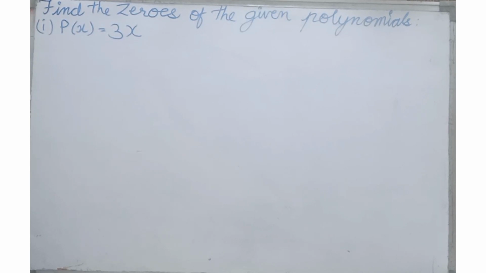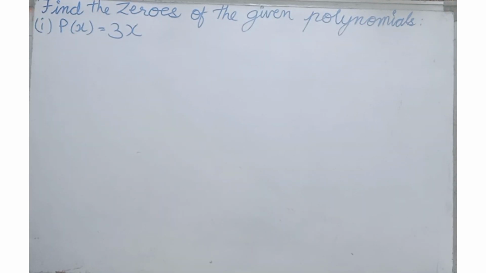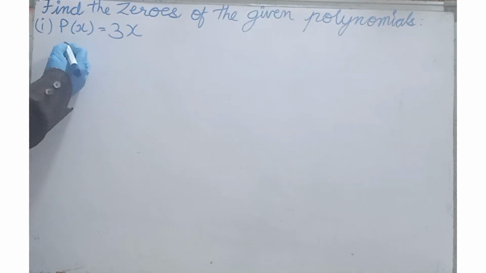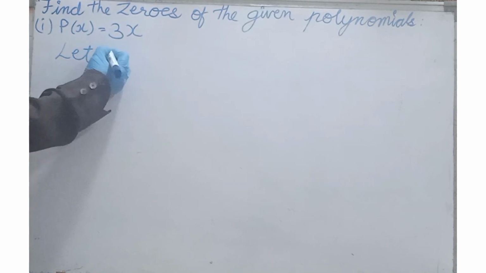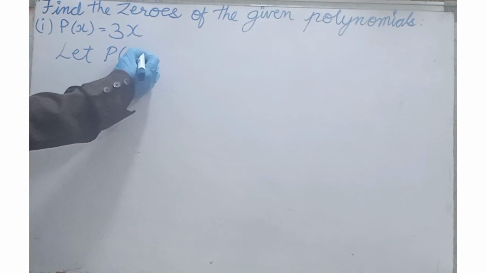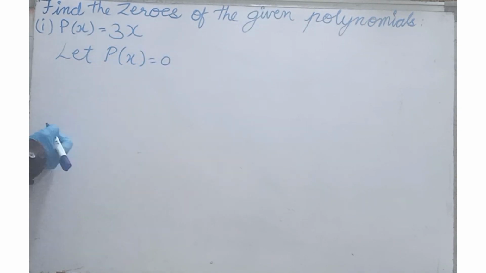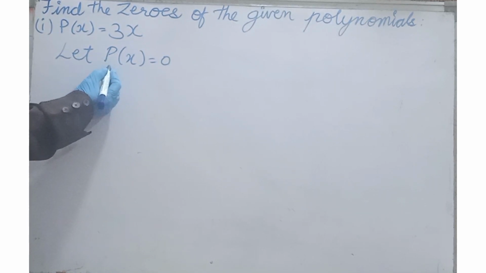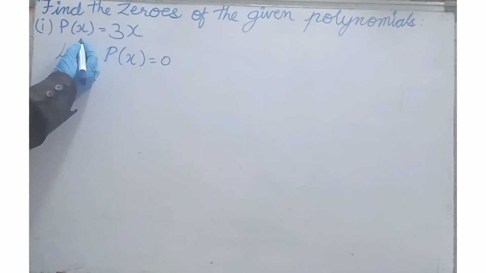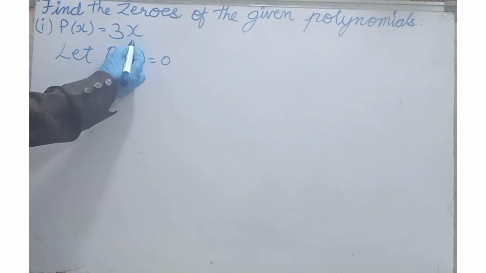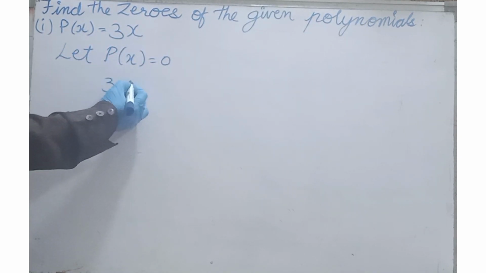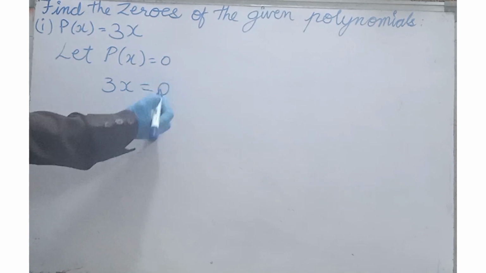Very important sum: find the zeros of the given polynomial. In this first bit, p of x is equal to 3x. To find the zeros, first we will assume that p of x is 0. That is, we will write like this: let p of x be equal to 0. Now, what is the value of p of x? P of x is given as 3x, so we will write 3x equal to 0.